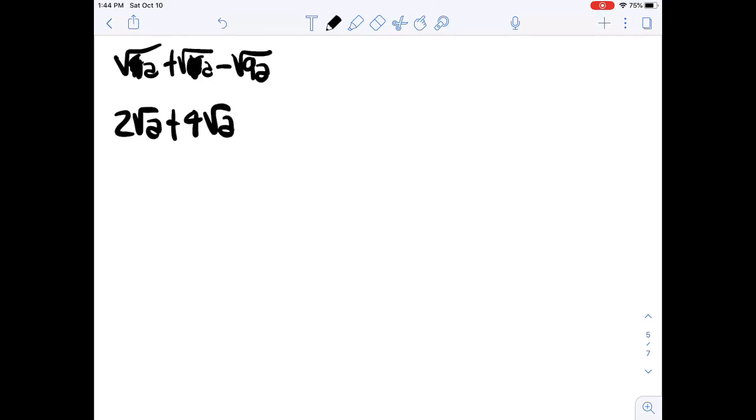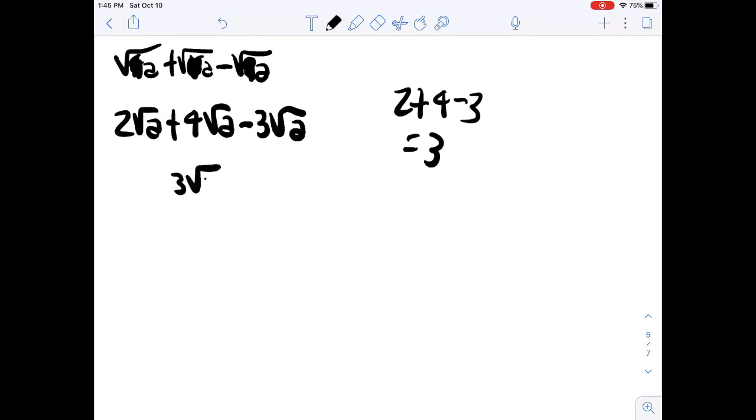And then 9 square rooted is 3, and we have a left over. So it's 3 times the square root of a. And we have a minus here, so we just write that here. From here we add the coefficients. So 2 plus 4 minus 3 equals 3. So the final answer is 3 times the square root of a.